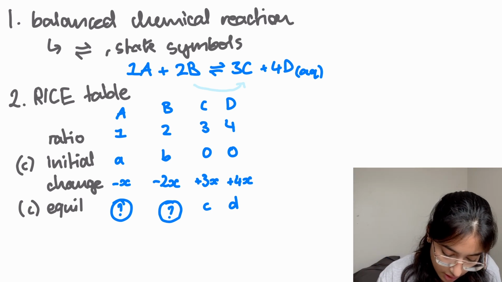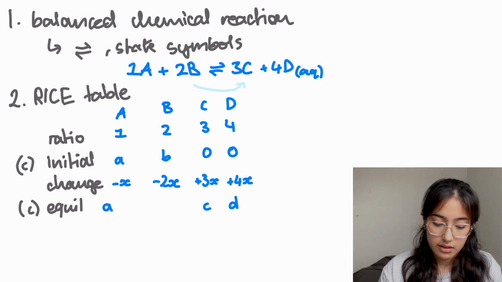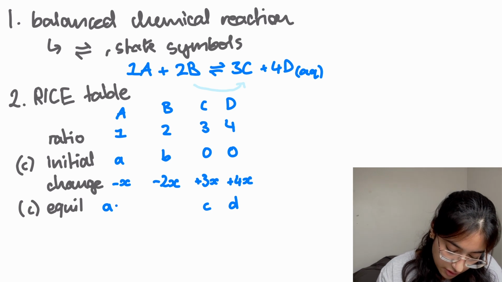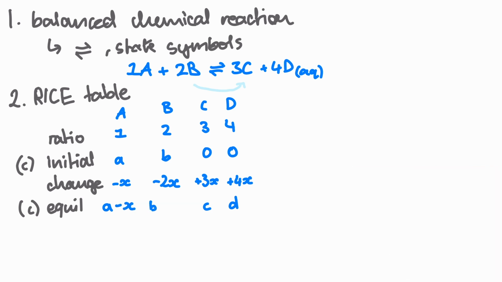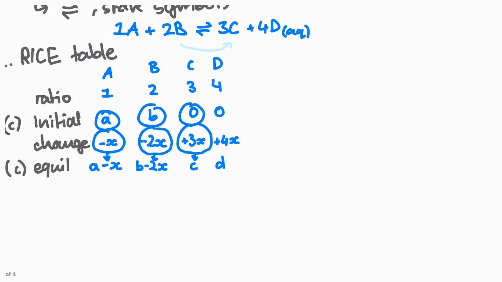For equilibrium concentration, we need to figure out these 2 things. How are we going to figure them out? Fortunately, we know the initial concentration for A is A, and the change is minus X. Similarly for B, it's going to be B minus 2X. So it's this initial value and this change that gives us the equilibrium. Similarly here, the initial value and the change give us this. We also know that C is equal to 3x, because 0 plus 3x gives us C, therefore C equals 3x. Same thing with D: 0 plus 4x has to equal D.